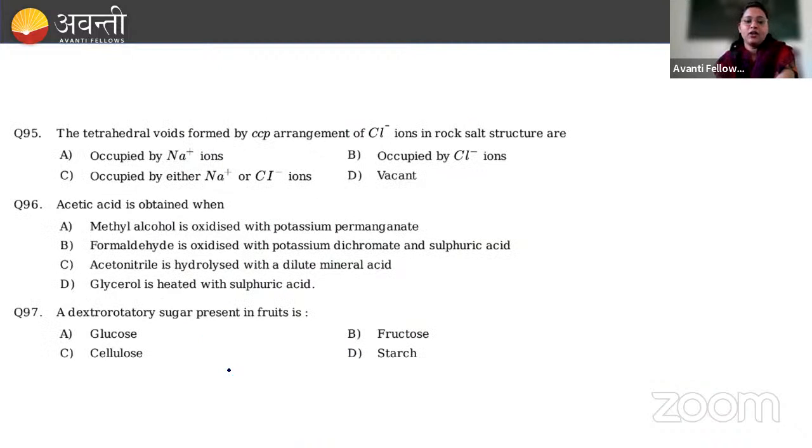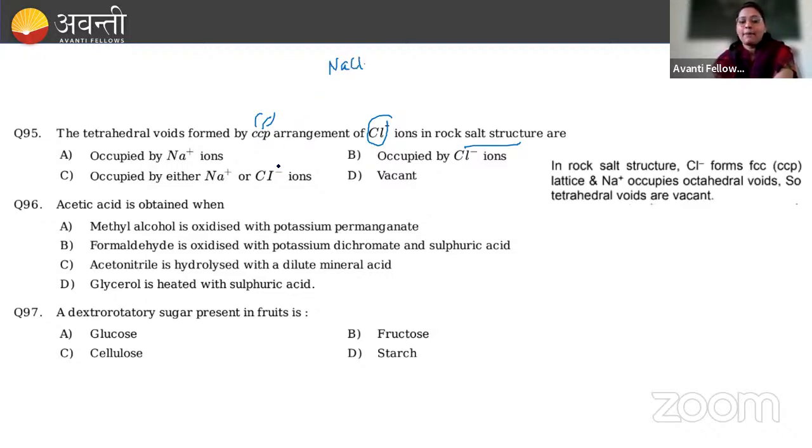Next, the tetrahedral voids by CCP arrangement of Cl minus ions in rock salt structure are. So when we talk about the CCP arrangement, that is FCC arrangement, cubic close packing arrangement. When we talk about NaCl, you know that in the NaCl structure, that is rock salt structure, Cl minus forms an FCC lattice.